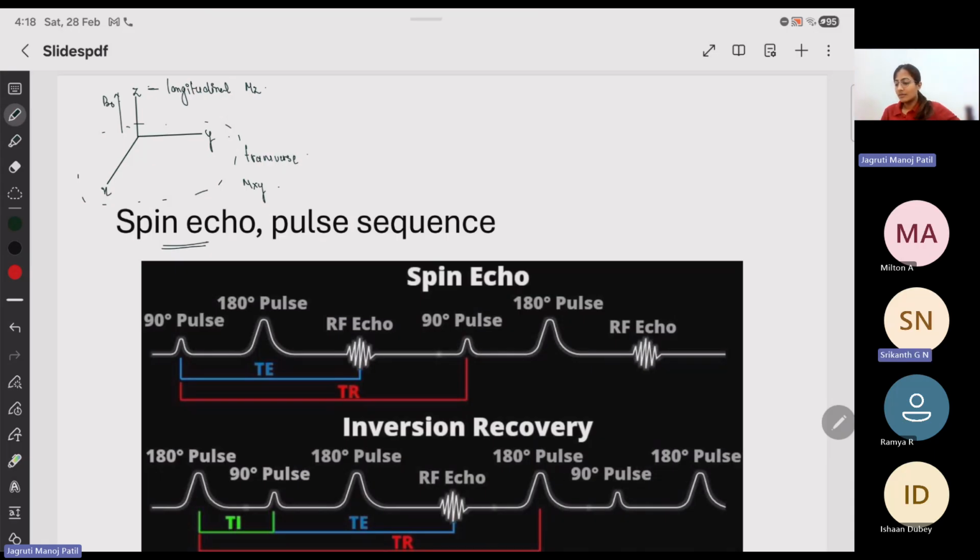We also looked at T1 and T2 specific sequences. 2 minutes. Sorry.